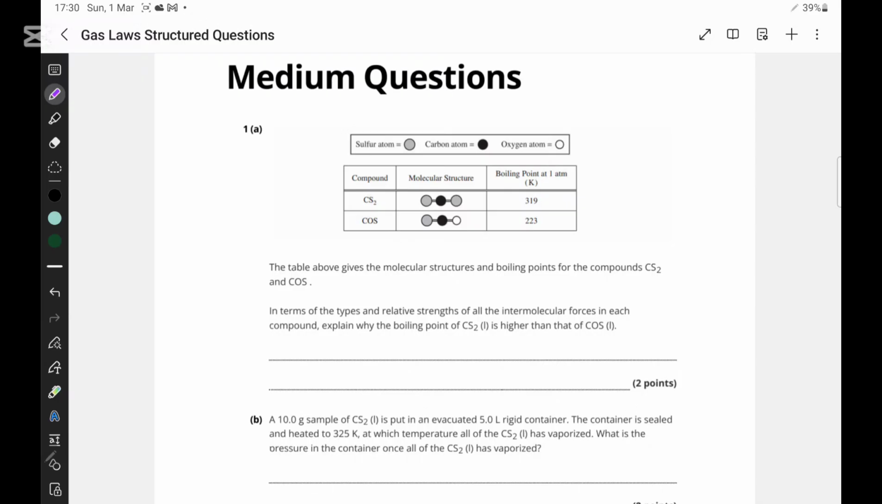Okay, in this question they are saying that we have two compounds, CS2 having boiling point of 319 Kelvin and COS having boiling point of 223 Kelvin. So we have two different compounds, and they are saying in terms of type and relative strength of all intermolecular forces in each compound, explain why the boiling point of CS2 is higher than that of COS.